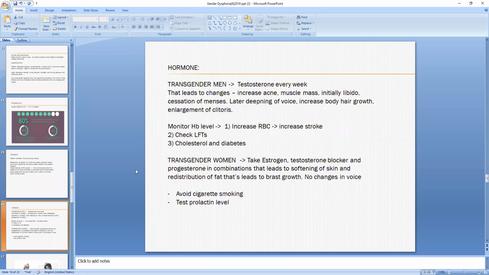Second is hormone therapy. For transgender men, testosterone is given every week. That leads to changes: increased acne, muscle mass, initially libido, cessation of menses, later deepening of voice, increased body hair growth, enlargement of the clitoris. In this, we monitor hemoglobin, increased RBC, and check LFTs, cholesterol, and diabetes level. Transgender women take estrogen, testosterone blocker, and progesterone in combination, which leads to softening of the skin and redistribution of fat that leads to breast growth.